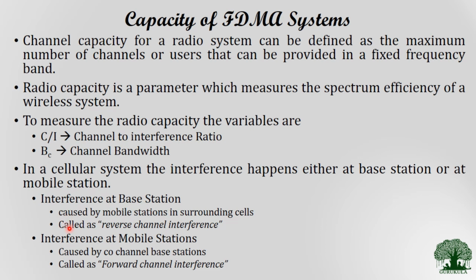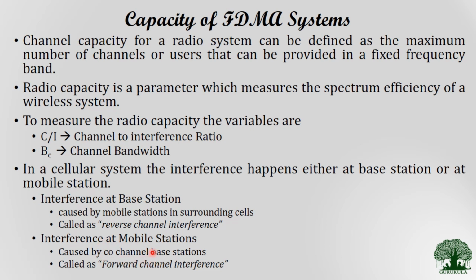This particular type of interference is what we term reverse channel interference. On the other side, interference may happen at the mobile station as well. Interference at mobile stations is mainly caused by the co-channel base stations. By this term you should have a clear understanding of what co-channel is.